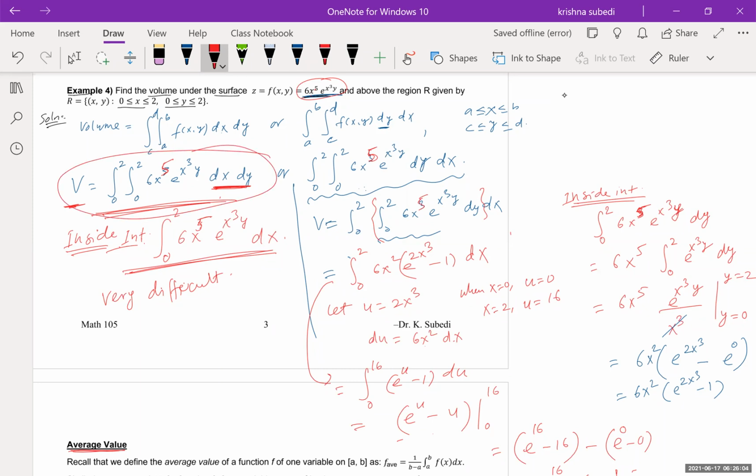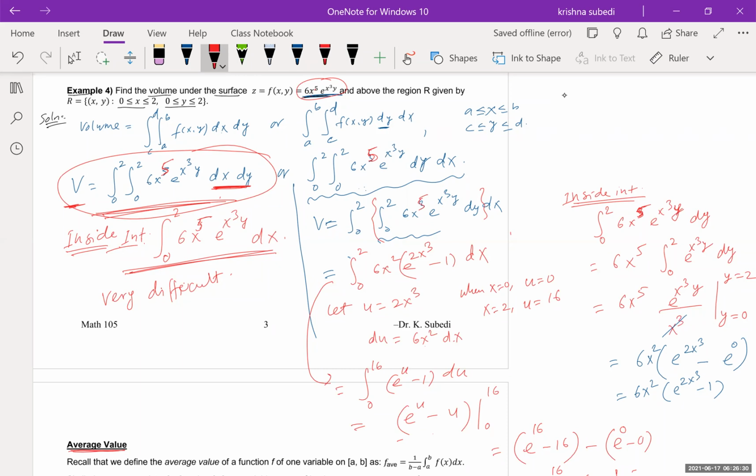So from this example, what we know is that sometimes order makes things easier or difficult. What order you choose will make your life easy or difficult. And my advice always is choose the order that makes your life easy, that makes the calculation easy, okay?